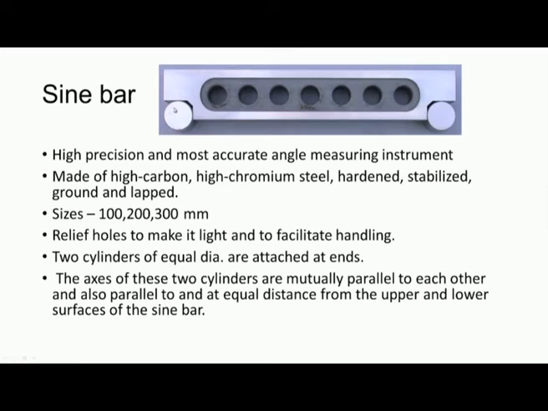The diameters of these two cylinders or rollers attached at the two ends are equal. The axis of these two cylinders or rollers are mutually parallel to each other and also parallel to and at equal distance from the upper and lower surface of the sine bar. That means, the axis of this roller and axis of this roller should be parallel to each other, should be parallel to the top surface of the sine bar and parallel to the bottom surface of the sine bar.